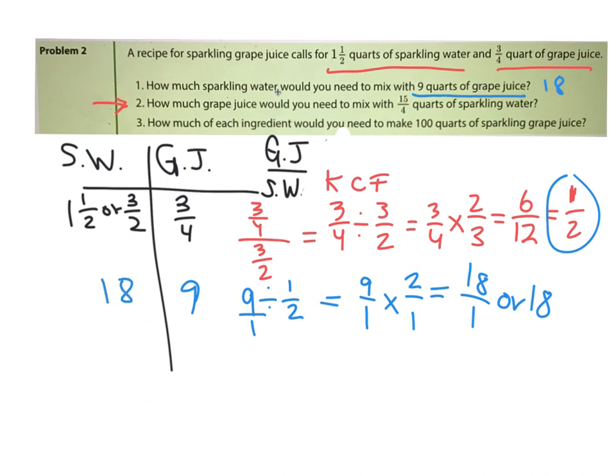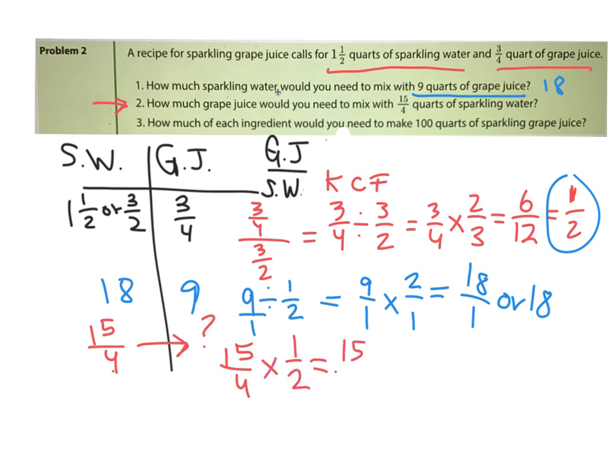Okay, question 2. Now they want to know how much grape juice you would need to mix with 15/4 quarts of sparkling water. So you're going to go to the sparkling water side. You're going to say, okay, well, 15/4, not a pretty number, but I know that 4 goes into 15 3 times, remainder 3/4. So that's 3 3/4 quarts of sparkling water. Let's keep it in fraction form, though, since we're having to do division of fractions. Now we're going forwards to figure out how much grape juice we'd need. So in this case, you're going to multiply by your constant of proportionality. So that's 15/4 times your constant of proportionality, 1/2.